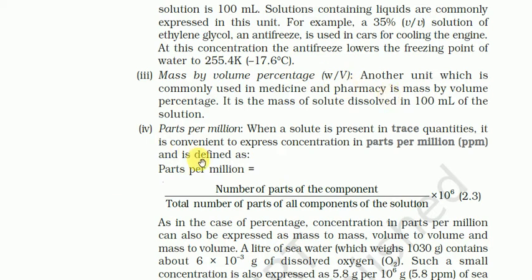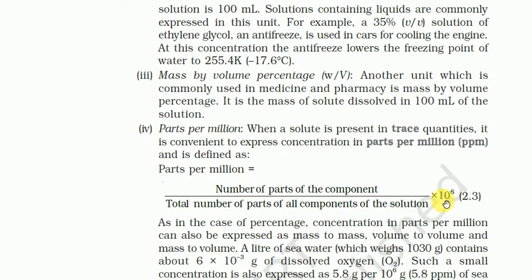And one very significant aspect is parts per million. It is basically measured when pollutants or chemicals or small quantities are found in traces. That means the quantity is very small, so it is convenient to express concentration in parts per million. Parts per million is equal to the number of parts of the component divided by the total number of parts of all components of a solution, multiplied by 10 to the power 6.